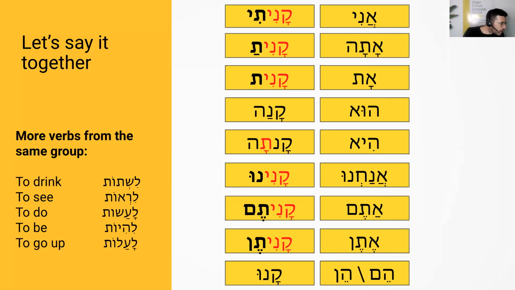Okay. Third person female. What is לעלות in third person? You mean she made an aliyah? היא עלתה. Okay? היא עלתה לישראל. הוא עלה והיא עלתה. הוא שתה והיא שתתה. הוא קנה והיא קנתה. הוא עשה והיא עשתה. הוא היה והיא הייתה.